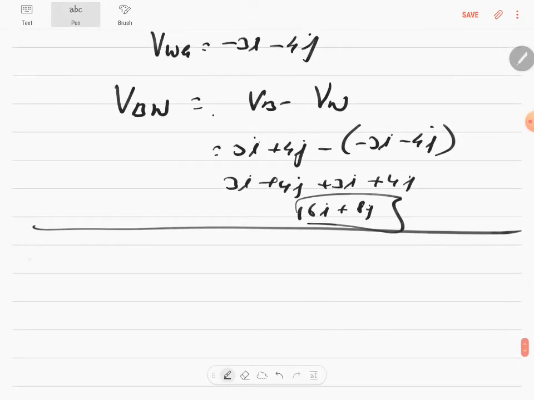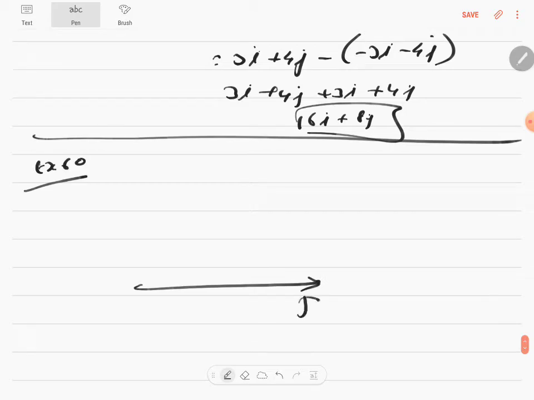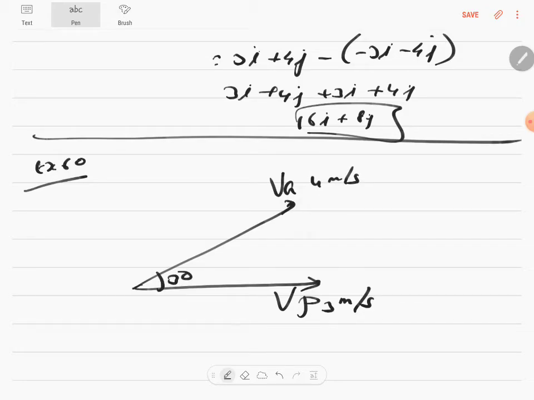This is example 60 in Aurora, where the question is: a particle P is moving along a straight line with a velocity of 3 meter per second. Another particle Q is moving with a velocity of 4 meter per second. The angle between them is 30 degrees. Find the relative velocity of Q with respect to P. With respect to me, I know it will appear to be somewhere here, so I have to construct a minus Vp in this direction. And this will become the relative velocity.